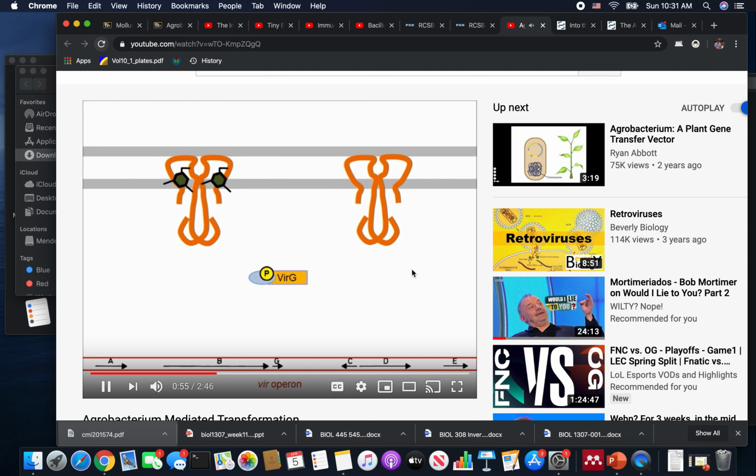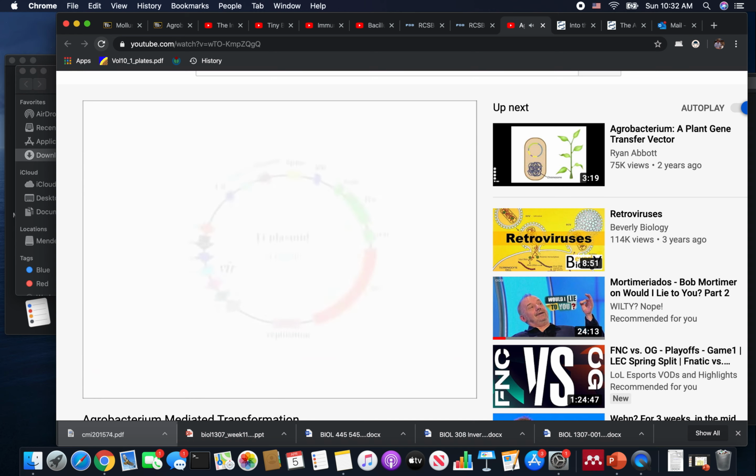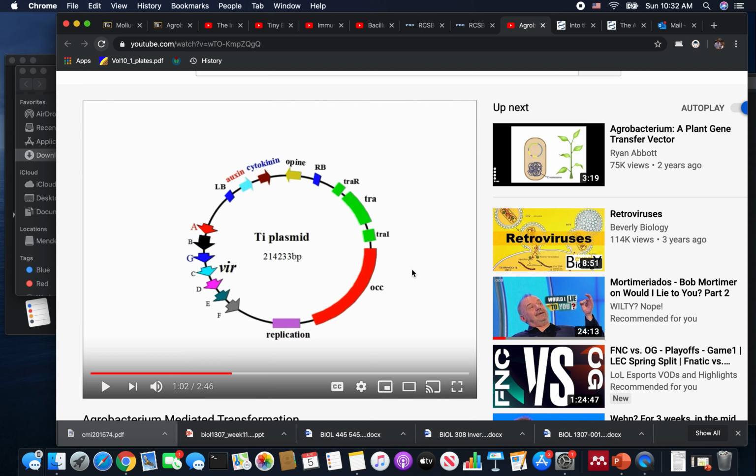When VirG is phosphorylated, it activates transcription of other virulence factors on the Agrobacterium's Ti plasmid. This is the plasmid. This is where all these genes lurk. So remember, a plasmid is a circular double-stranded DNA. It's kind of like the bacterial genome, but it's like a little extra part that's separate from the bacterial genome, but would still be inside of bacteria. And plasmids are mobile in that you can get them shared. Like one bacterium will take it from another bacterium.